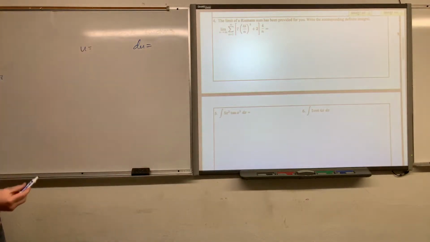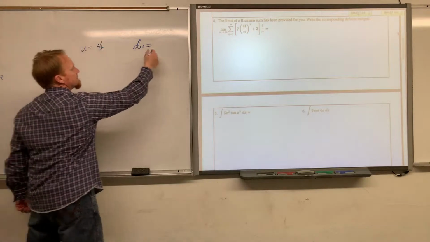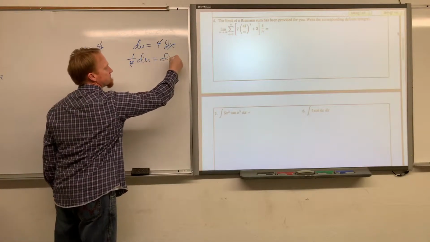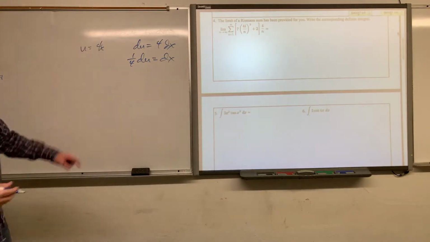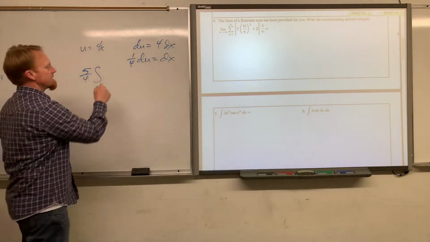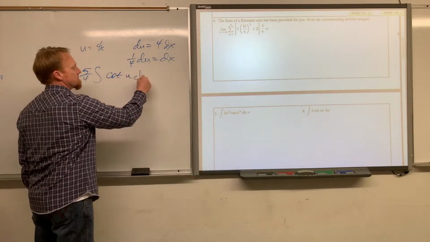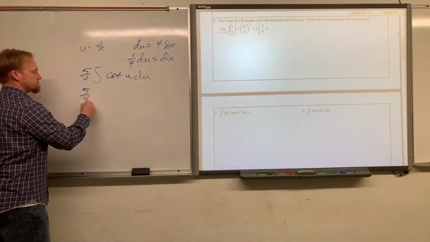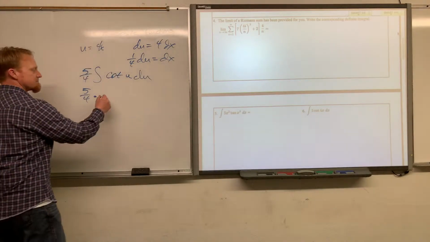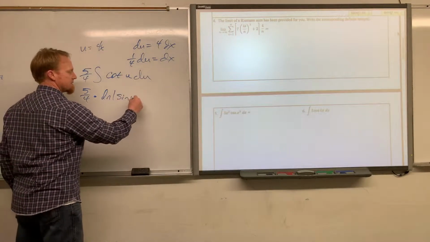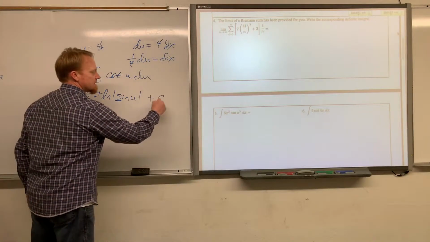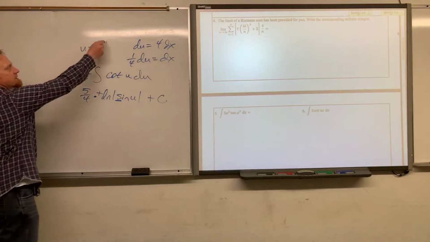Alright, 6, my u is going to be 4x. du is 4 dx. There's no 4 in the problem, so it's going to be 1/4. It's got a 5, so I take the 5 out with the 1/4, and we have cotangent of u du. Cotangent is cosine over sine, so sine is on the bottom. That's what goes inside your natural log. Okay, sine starts with an s, so that means it's going to be positive. Don't forget the plus c, and then make sure we plug our u back in.